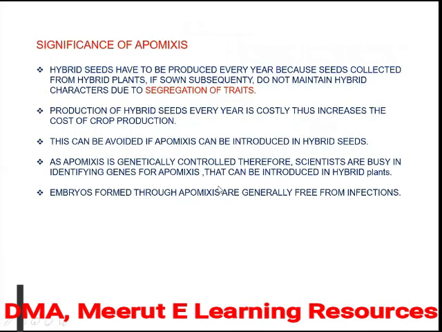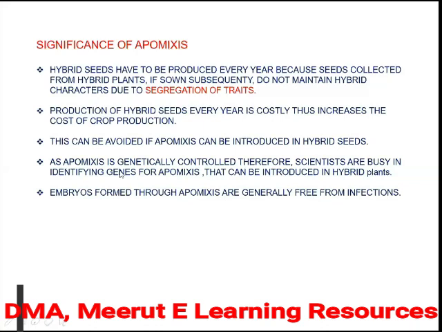Now students, come to the significance of apomixis. Hybrid seeds have to be produced every year. Why? Because seeds collected from a hybrid plant, if we sow them, do not maintain the good characters of the hybrid plant because their genes get segregated. Got it? So production of hybrid seed every year is very costly, and it increases the cost of crop production. This can be avoided if apomixis can be introduced in the hybrid seeds.